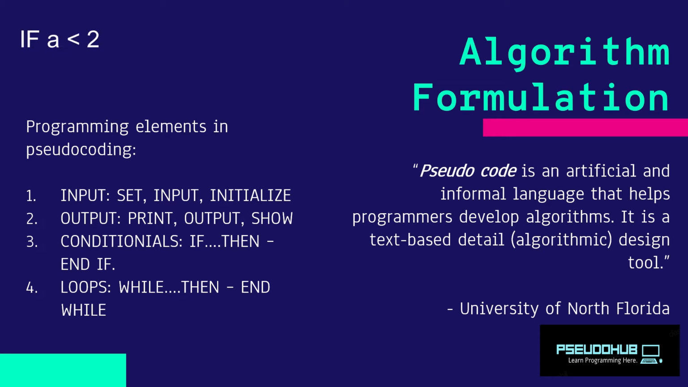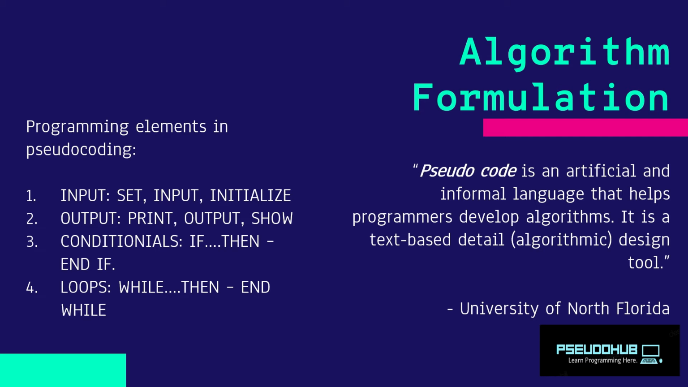Let's say if A is less than 2, or if grade is less than 75, something like that. And loops, for example, while A is less than 2, while A is not equal to 100. Use proper terms so that the programmer can understand the purpose of your statement.